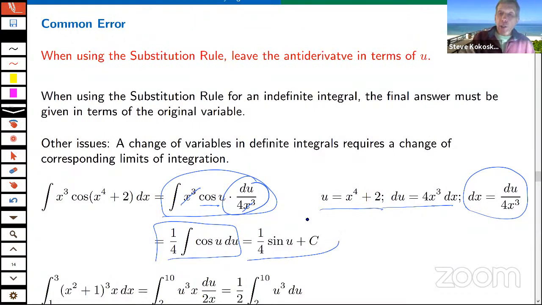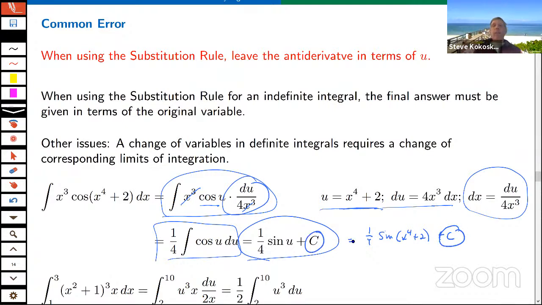And what happens is that many students will stop right here, and of course you can't. The original problem was in the x world. You've got to get back into the x world, and how do you do that? You do that by looking at your original substitution here. So this is 1/4 times the sine of x to the 4th plus 2 plus c. Let me circle a little something here. We as mathematicians recognize that those two constants may indeed be different because one's in the u world, one's in the x world, but we're still allowed to use that same constant, capital C.